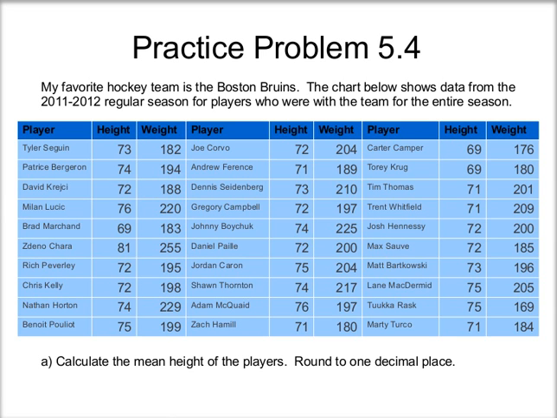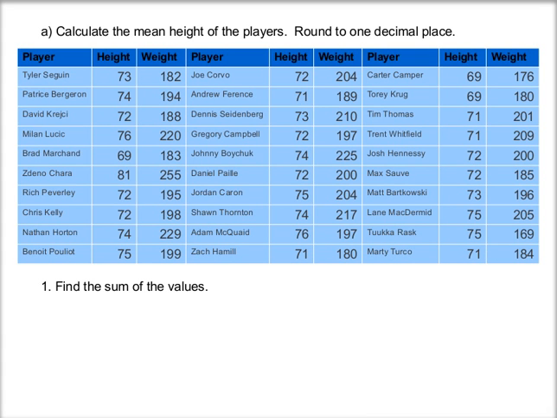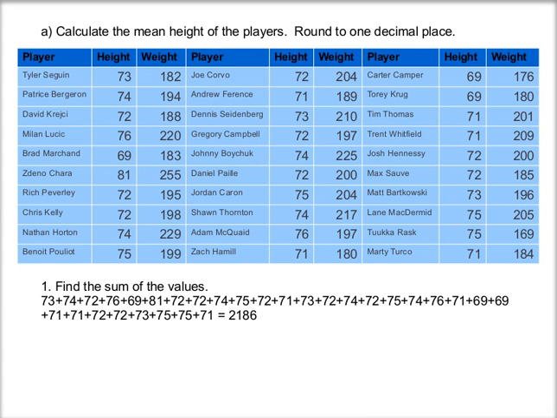This is practice problem 5.4, and again for this problem I've got a chart of the Boston Bruins with the players' heights and weights. For part A, I want to calculate the mean height of the players and round to one decimal place. So the first step to calculate the mean is to find the sum of the values. So I'm just going to go down and add up all of the height values for all of the players.